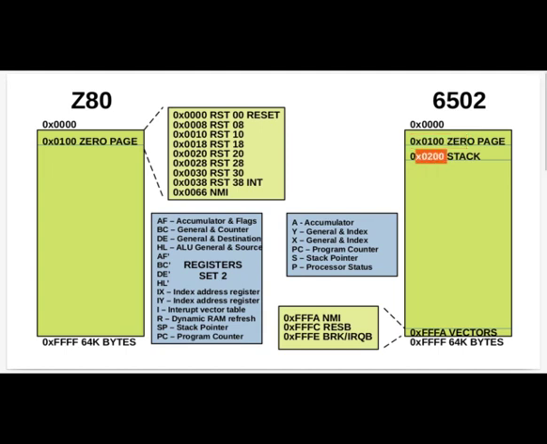So these two areas are fixed, and you can use them for other things, but then it will get in the way if you want to use some of the instructions, or it will reduce the amount of levels you can call into functions and stuff like that. And then there's processor status, which is basically the same as the flags on the Z80.